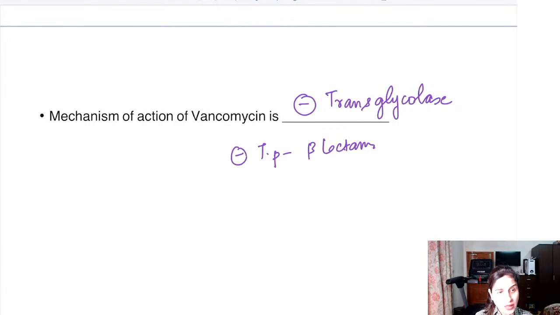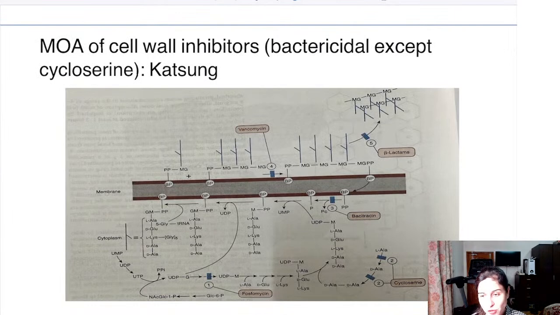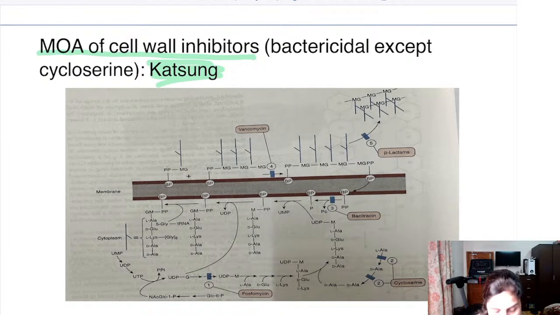This particular diagram has been asked before as an MCQ. This diagram is from the pharmacology book by B.G. Katzung, a good reference book. Here they have given you all the mechanisms of cell wall synthesis inhibitors, all the drugs which inhibit the cell wall. All of this you should know, because one or two have been asked. Vancomycin itself has been asked in the exam.